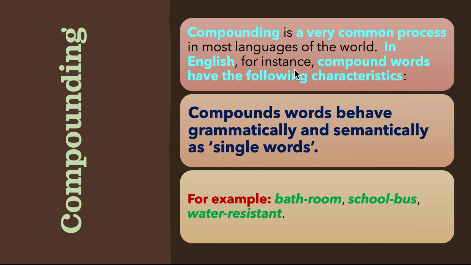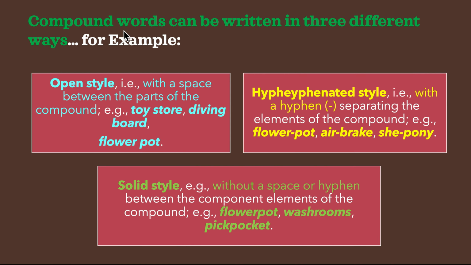In English, for instance, compound words have the following characteristics. Compound words behave grammatically and semantically as single words, for example, bathroom, school bus, water resistant. Compound words can be written in three different ways. First, open style, that is to say, with a space between the parts of the compound. For example, toy store, diving board, flower pot, there is a space in between.